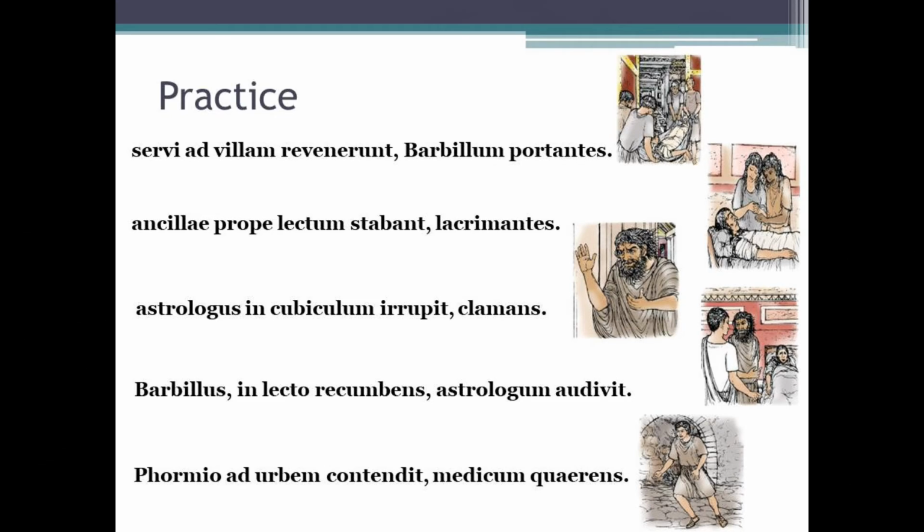Servi ad villam revenerant Barbilum portantes. The slaves returned to the house while carrying Barbilus. Ancillae prope lectum stabant lacrimantes. The slave girls were standing near the couch, crying.